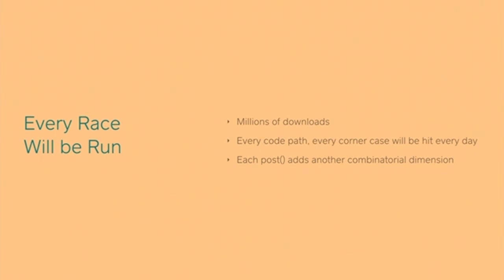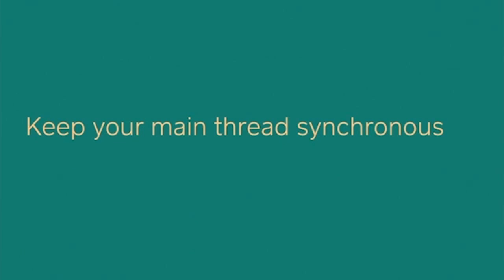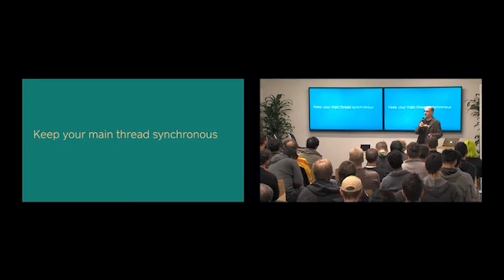Pretty much, you do a post, you're creating a race condition, and once you deploy, every race will be run. Once you're at the scale of having millions of downloads, every code path and every corner case are going to be hit by somebody at some point every day, dozens or hundreds or thousands of times. And each time you do one of these post types of situations, you're adding another dimension to the combinatorial explosion. So the lesson that we've learned over and over again, and remind each other of, particularly if Pierre is on the code review, is to keep your main thread synchronous.